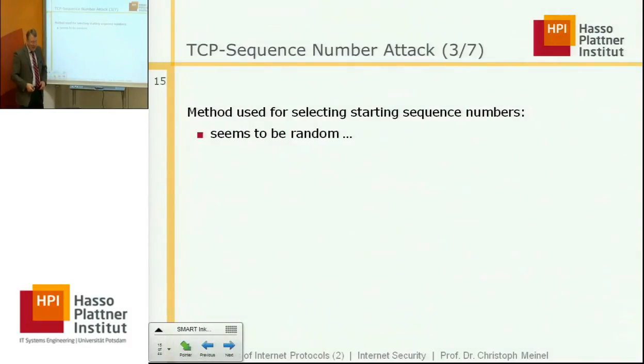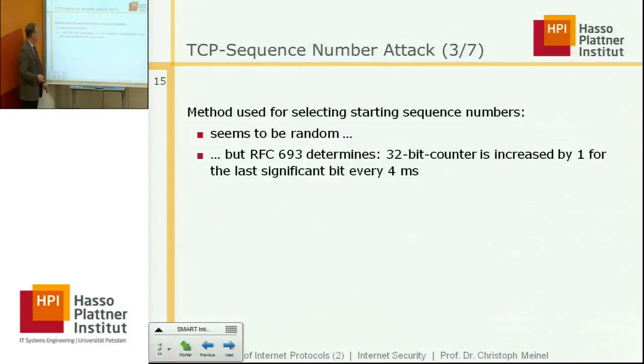So what are the methods to select the starting sequence number? If you know the starting sequence number, then you know how one sequence number after the other is determined. From outside, it looks random, randomly chosen. And this would be the best, a randomly chosen sequence number. But random sequence number generators are expensive. So RFC 793 determines it should be determined in the following way. There is a 32-bit counter, and this counter is increased by 1 for the least significant bit every 4 microseconds.